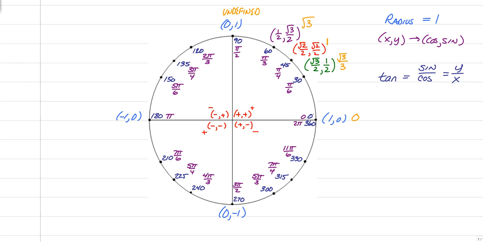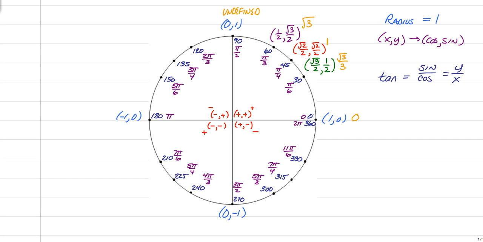So in quadrant 1, you can see everything's positive. That's because x is positive, y is positive, positive divided by positive is positive, so we're good. But in every other quadrant, only one of them is positive. So we have sine is positive, tangent is positive, and cosine is positive.